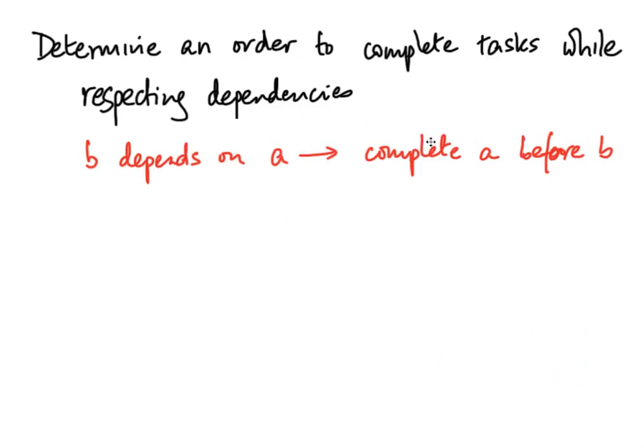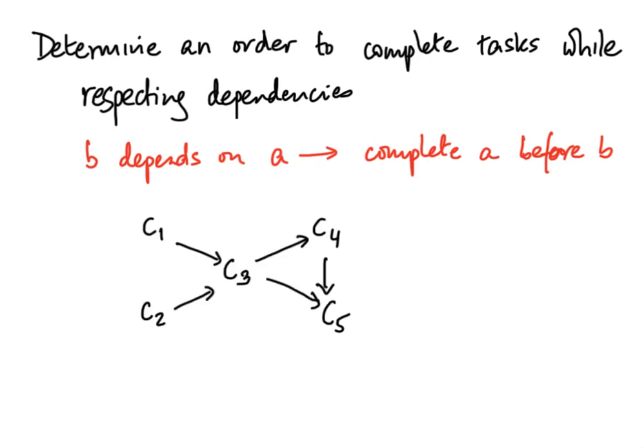So a natural question to ask when we are given a set of tasks with dependencies is to determine an order in which we can complete these tasks while respecting the dependencies. This means that if B depends on A, then we must complete task A before we complete task B. So if we look at the course example, we want to determine a feasible order in which a student can take these 5 courses so that each course is done after the prerequisites.